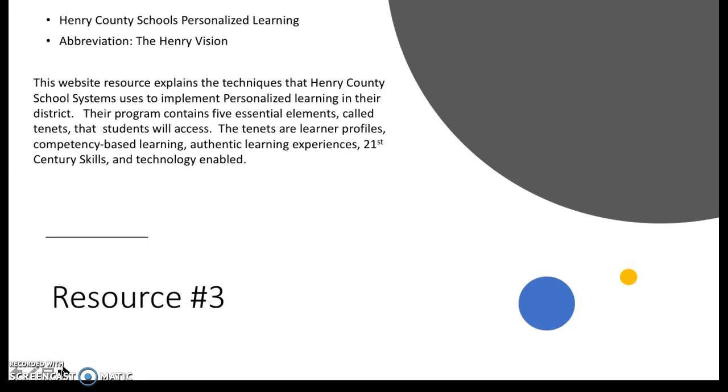Resource number 3 is Henry County Schools Personalized Learning Program. The abbreviation I will use when discussing this resource is the Henry Vision. The website resource explains the techniques that Henry County School System uses to implement personalized learning in their district. Their program contains 5 essential elements called tenets that the students will access.